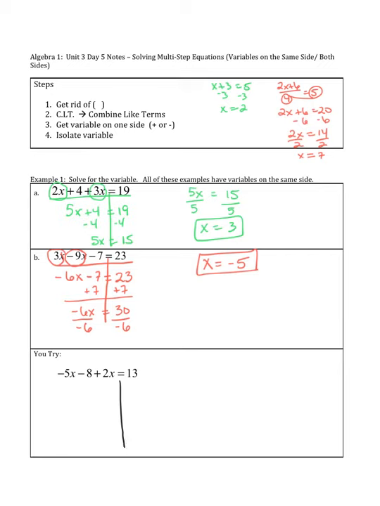Okay, drawing my T, adding my two variables, negative 5x plus 2x is negative 3x, and I still have minus 8 equals 13. I just bring the rest of the stuff, carry it along, add 8 to both sides, and I have negative 3x equals 21. Divide both sides by whatever is in front of the variable, which is a negative 3. X equals negative 7.